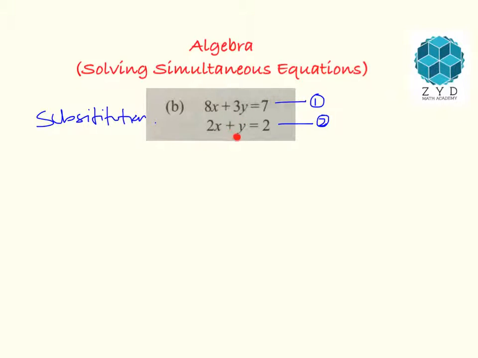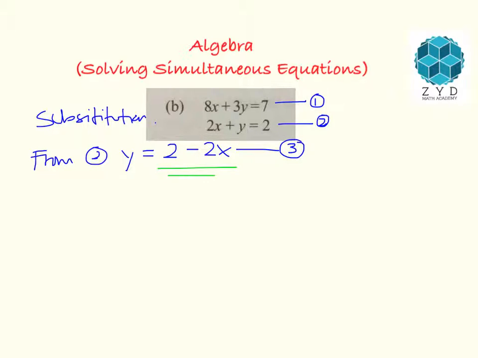Since this y is only 1 compared to the 3y, 8x and 2x, I am going to start from that particular equation. So from equation 2, I'm going to make y the subject of the formula. So y is equal to 2 minus 2x, and I will label this as equation 3. Now we have established that y is 2 minus 2x, so we substitute equation 3 into equation 1 that we did not use yet.